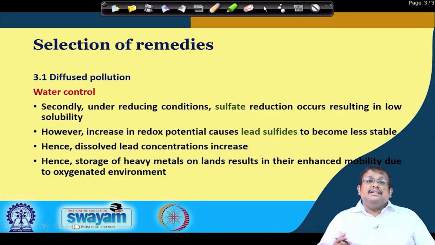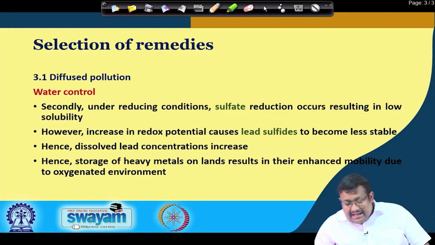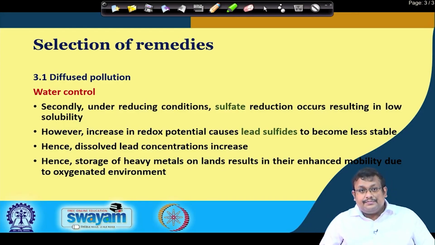Secondly, under reducing condition, sulphate reduction occurs resulting in low solubility. So, sulphate is there in the soil, and sulphate is reduced under reducing condition. However, an increase in redox potential causes lead sulphide to become less stable. So, the dissolved concentration basically increases when we increase the redox potential. So, the enhanced mobility of heavy metals stored on lands due to the oxygenated environment can be explained by changes in their Eh or redox potential. So, this is how the redox potential influences the mobility of different heavy metals and pollutants in the soil.